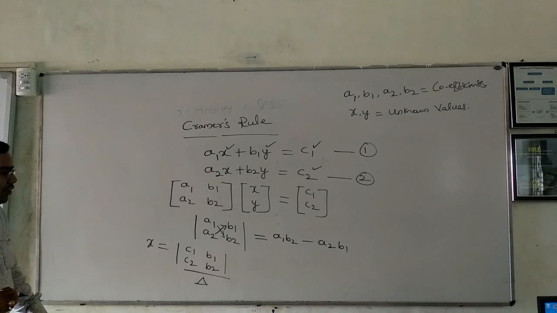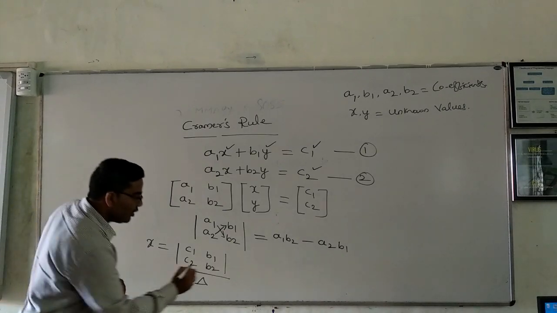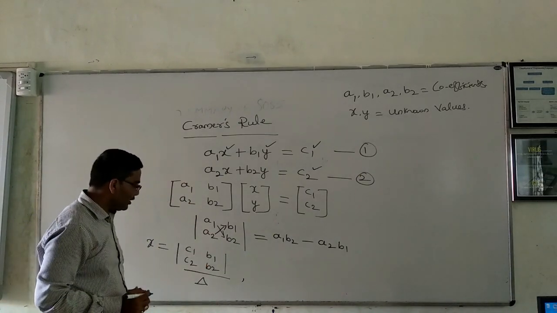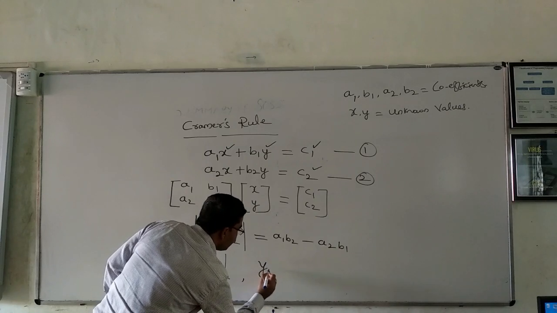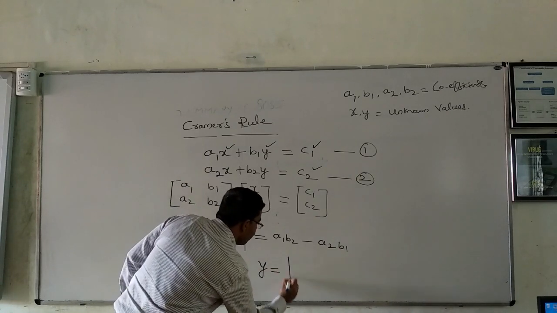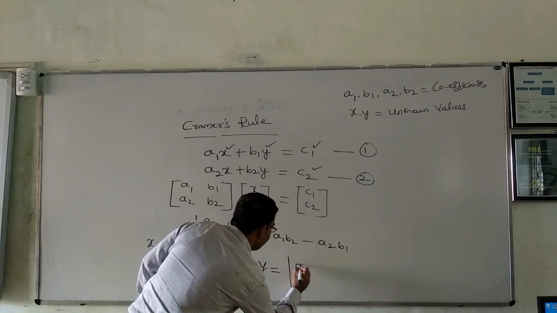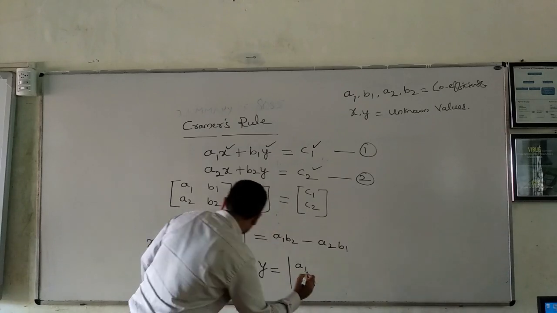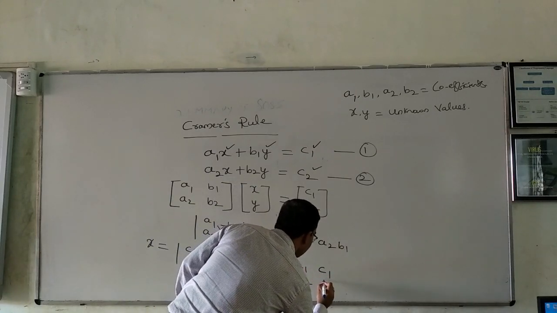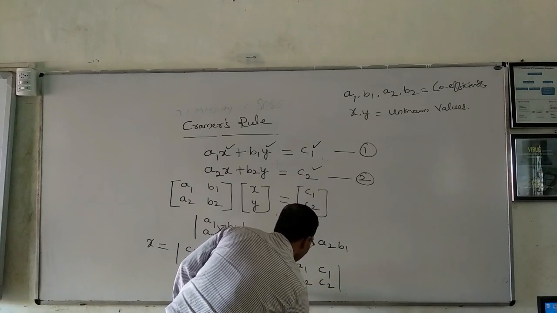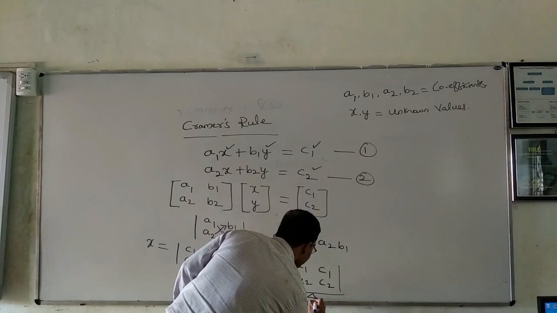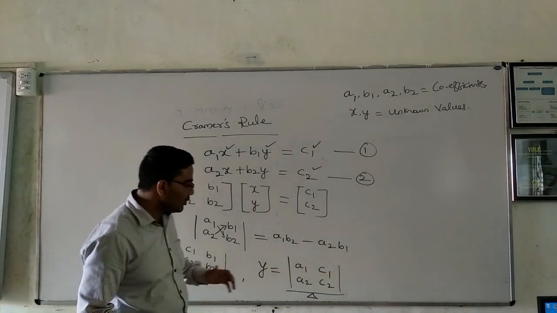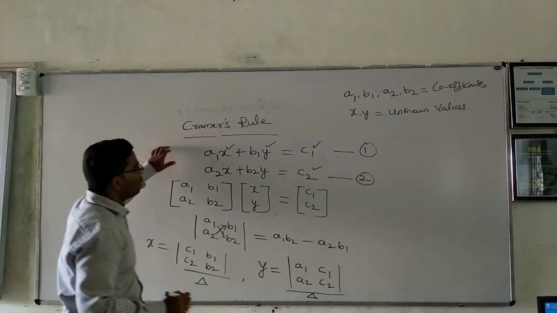Then how will I find the value of y? I replace the second column of the determinant. So y equals A1, A2, then C1, C2, divided by delta. So this is the way to find the unknown values with the help of Cramer's rule.